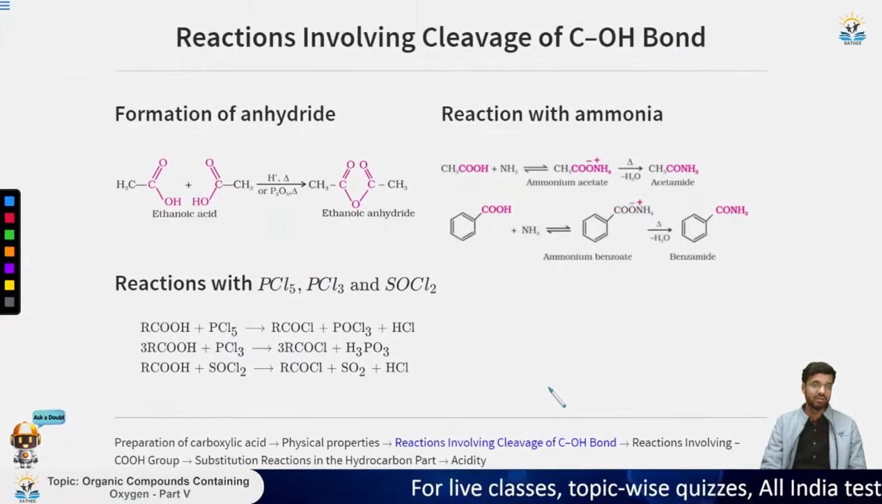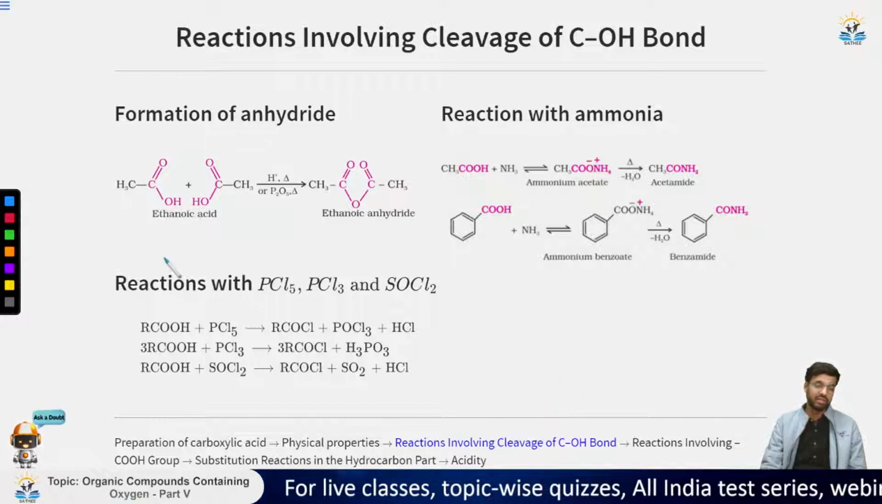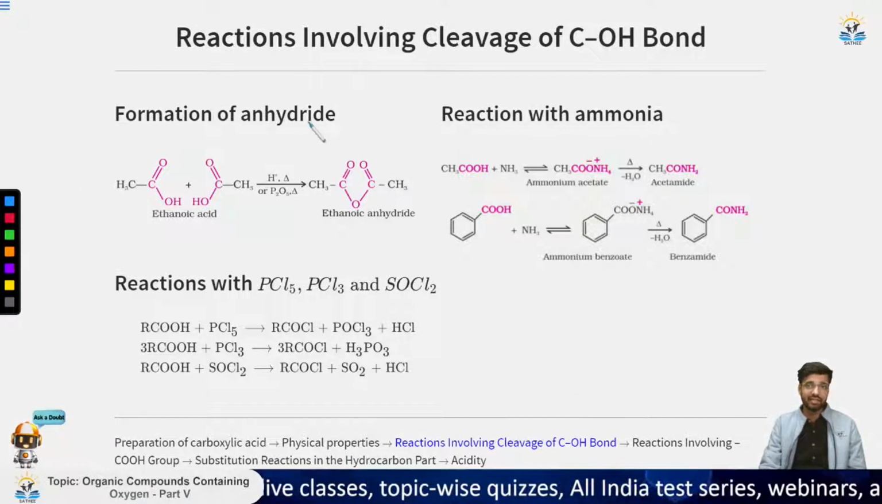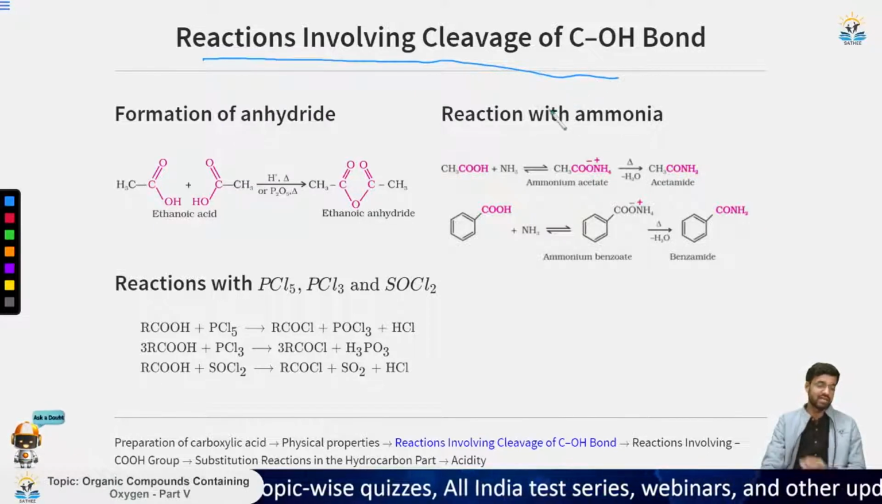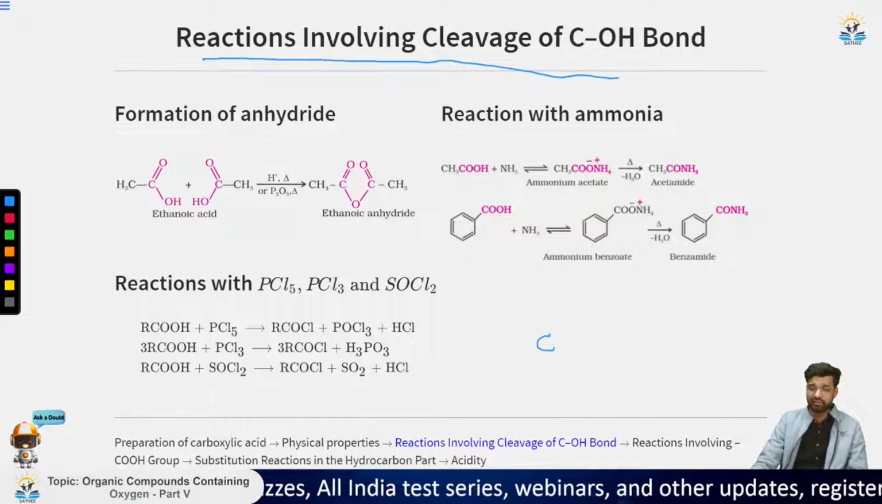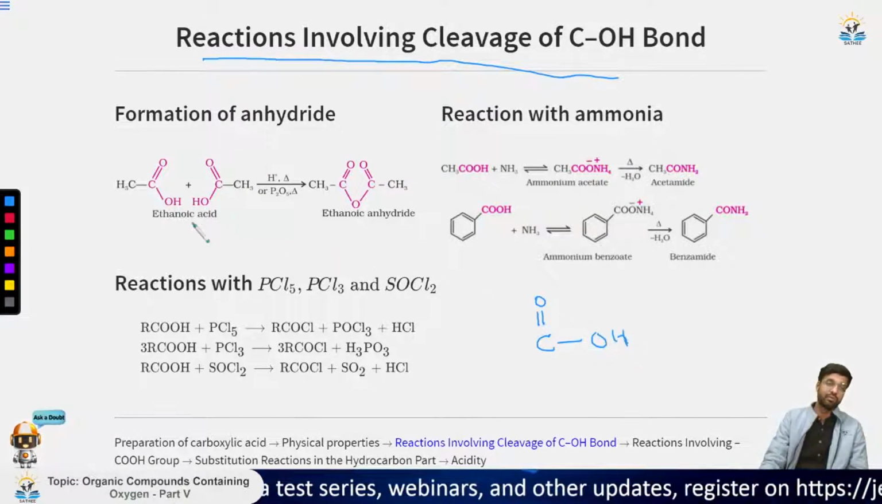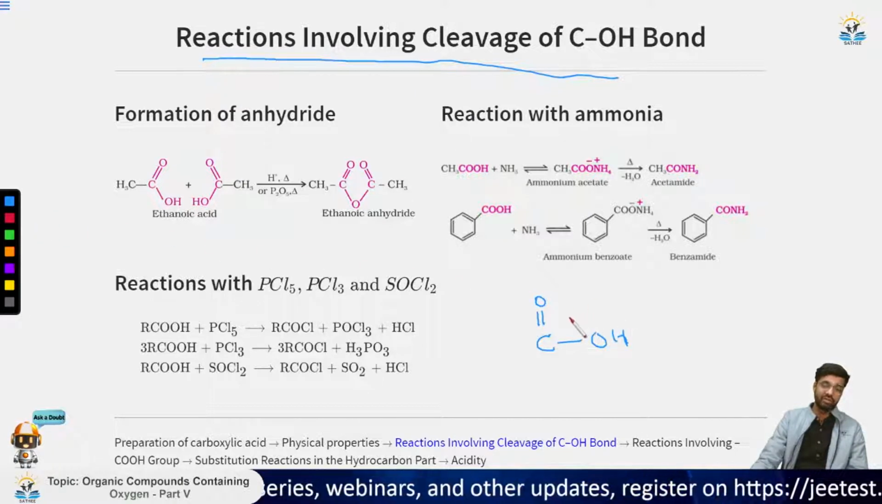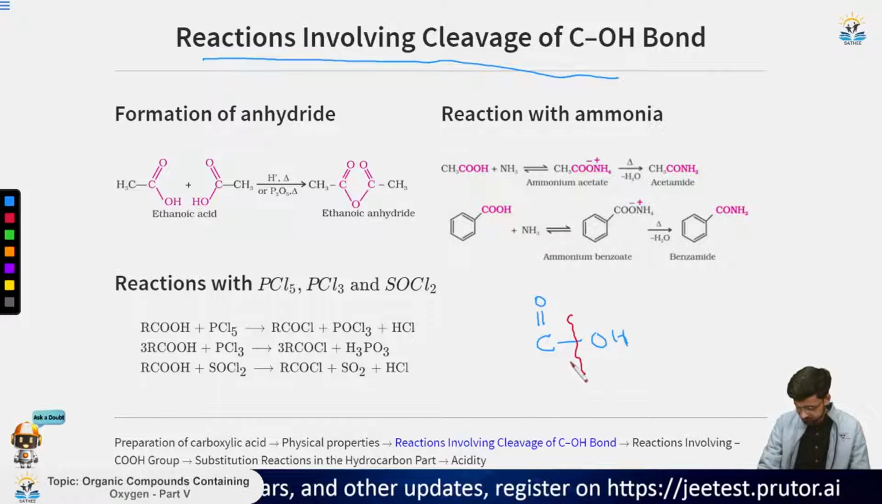Now, this was about the physical properties, that is, boiling point and solubility. Now we will see the reactions involving cleavage of the C-OH bond. So we will see various reactions. At last we will see the acidity, that is, cleavage of the O-H bond. So if you consider a carboxylic acid here, what we are cleaving is this bond here. So this is the reaction that we have here.